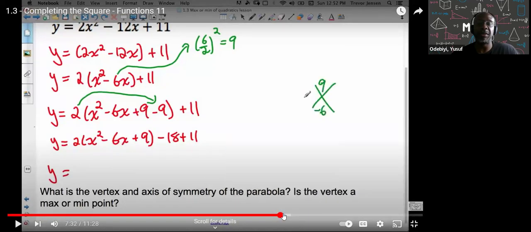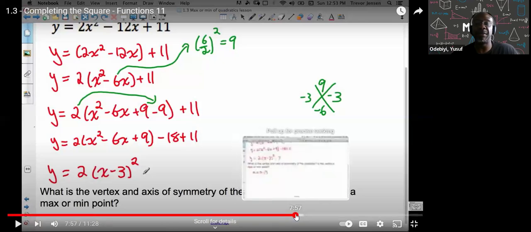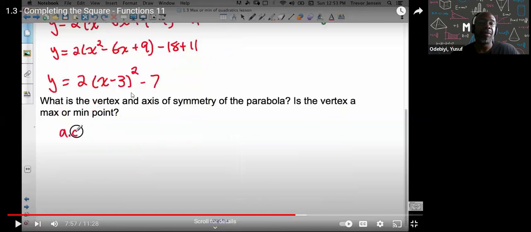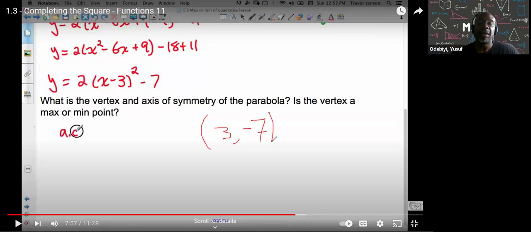Okay, so we're going to fast forward that. There you go. And then you're going to have minus 18 plus 11 means minus 7. Okay, so therefore now I have my vertex form. I know what my axis of symmetry is. I'll just write down what's my vertex first of all. I already know it's 3, comma, negative 7. My axis of symmetry is the vertical line that goes through the x component of my vertex, which is 3. So my axis of symmetry is going to be 3.